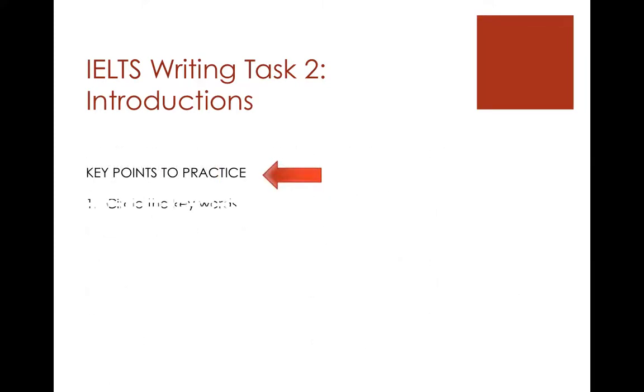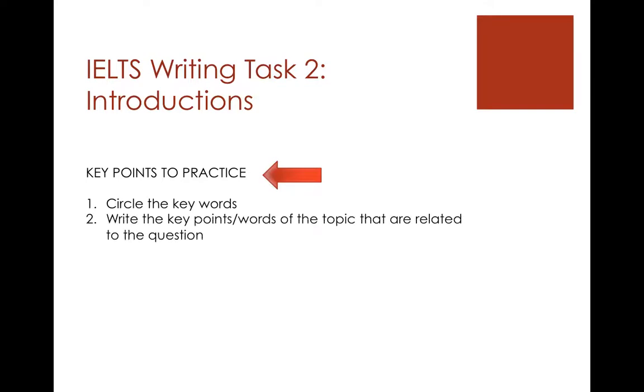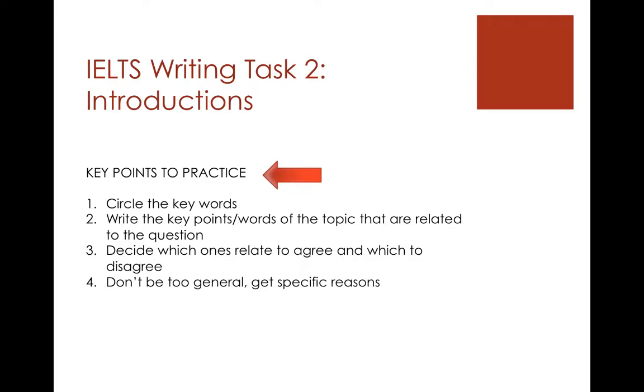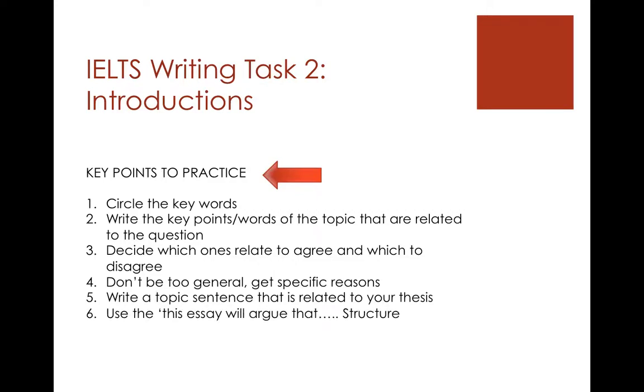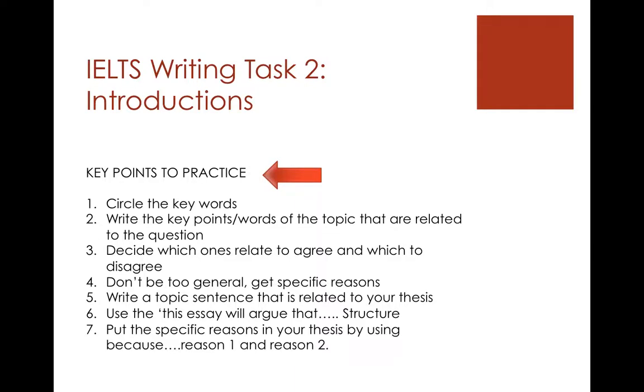So the key points to practice are circle the keywords, write the key points or words of the topic that are related to the question. Decide which ones relate to agree and which ones to disagree. Don't be too general, have specific reasons, so don't just write manners, have the specific ones. Write a topic sentence that's related to your thesis. Use this essay will argue that. And put the specific reasons in your thesis by using because, reason 1, and reason 2.